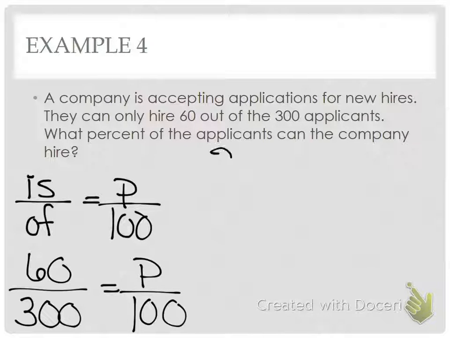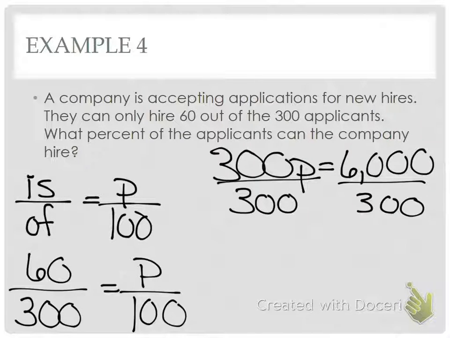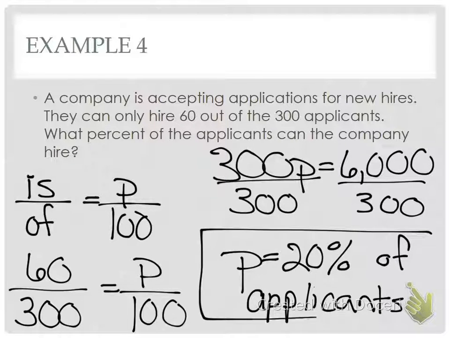Okay, so 300p equals 6,000. Divide both sides by 300. P equals 20%. Of what? Applicants. 20% of the applicants will get hired. That's not awesome odds, right? You better put on a pretty awesome interview, right? Only 1 in 5 people get hired.